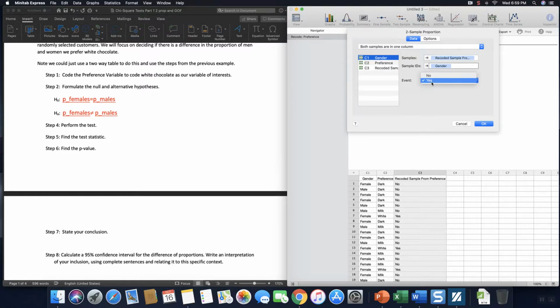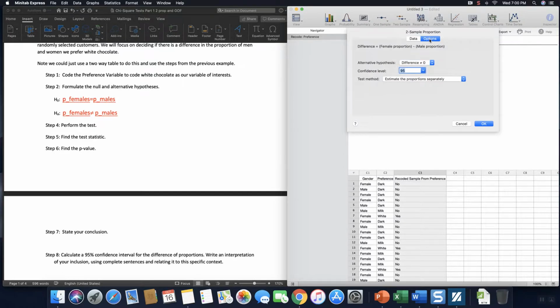This is one thing that's kind of nice about Express versus 18. With 18, you don't get a choice, it's just going to pick for you. That's just the way it is. Notice this is the proper setup because both my samples are in one column and then my ID column is making my two groups that I'm comparing. Anyway, let's check our options. Everything's looking good there.